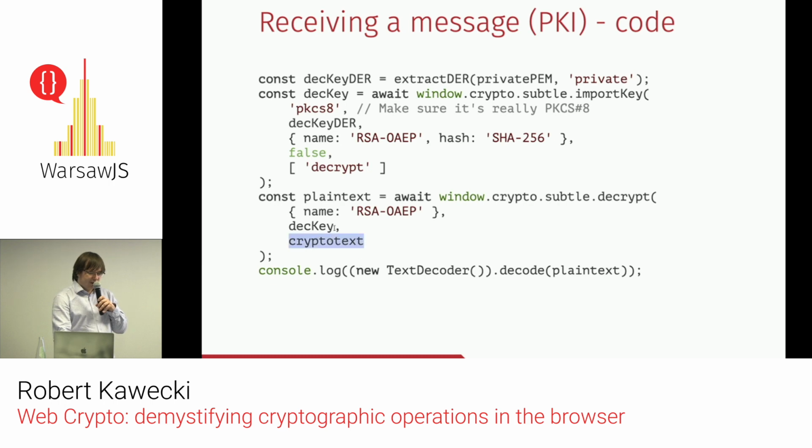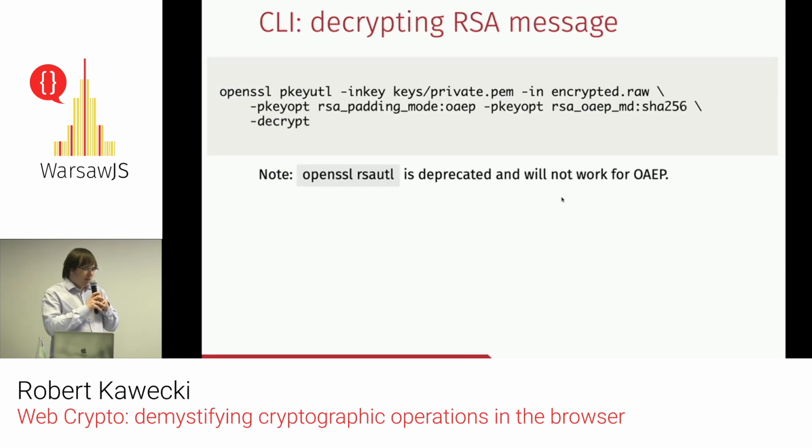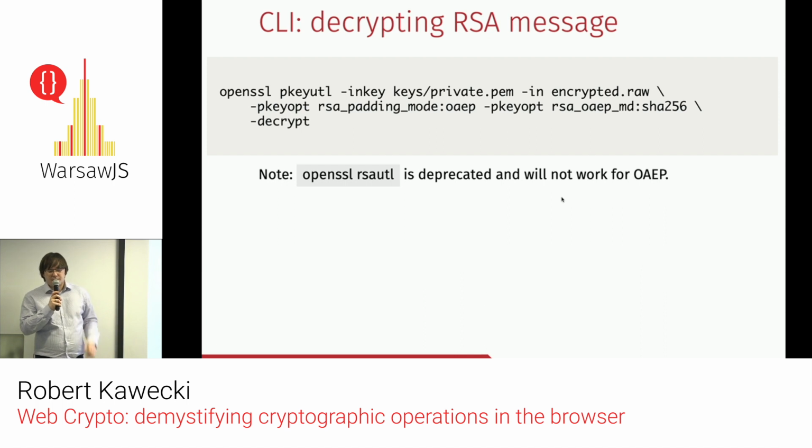So this plain text that we get is an array buffer, so we have to decode it to get a string. Now we can do the same thing in the CLI if we've got OpenSSL installed, which we presumably do because we just used it like 3 slides back.